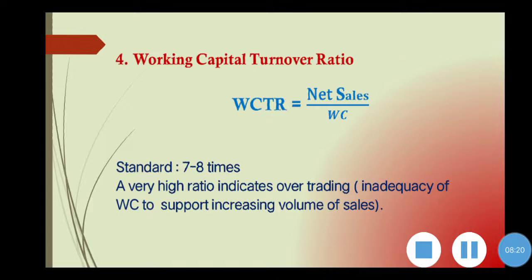The next turnover ratio that we are discussing is working capital turnover ratio. Working capital turnover ratio establishes a relationship between net sales and working capital. So what is the objective of computing this ratio? You know that all the turnover ratios are computed to know whether the company is utilizing its assets effectively. Here, working capital turnover ratio indicates how effectively a firm utilizes its working capital for generating sales.